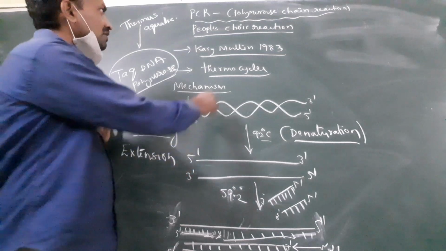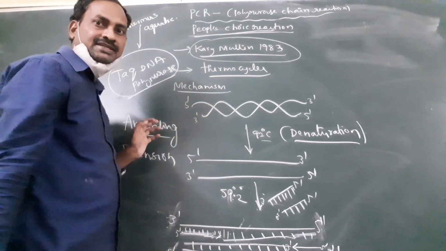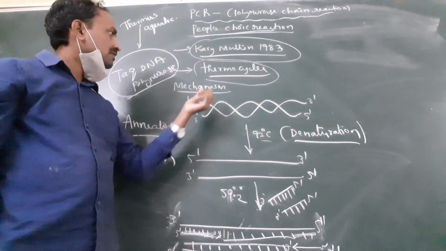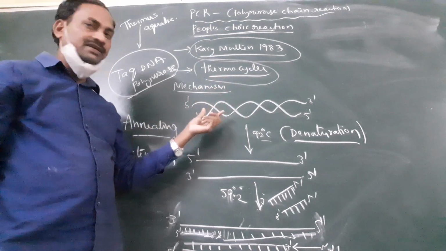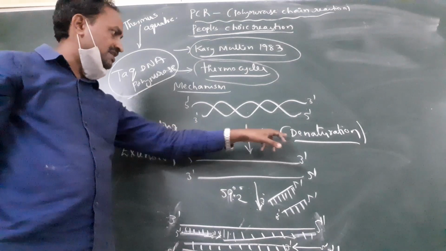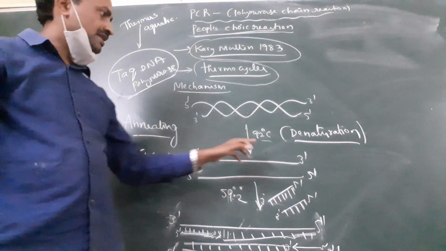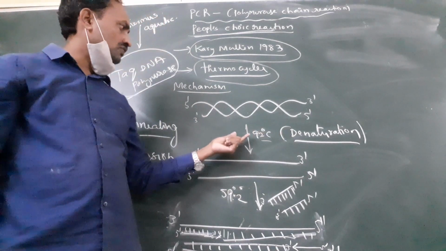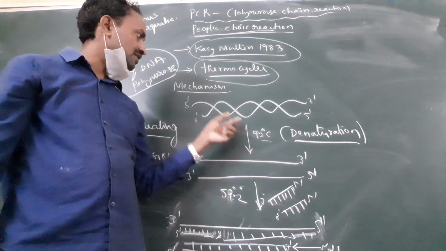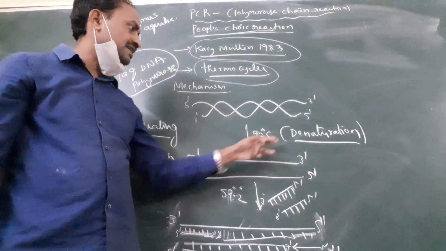Okay, hope you understood. It is the people's choice reaction. It was discovered by Kary Mullis in 1983 and it is carried out in a specially designed instrument called a thermocycler. The total PCR contains three steps. First one is denaturation, second one is annealing, third one is extension. During denaturation, we expose the double-stranded DNA to 90 degrees centigrade. At this temperature, the two strands of DNA are separated from each other. This process is called denaturation.